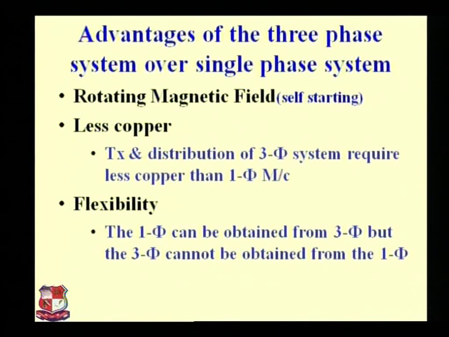Now, flexibility. Single phase can be obtained from three phase, but three phase cannot be obtained from single phase. In three phase we get R, Y and B. If I want to use only one phase, then I use VR with respect to neutral, and that is a single phase. But a three-phase system cannot be obtained from single phase. So it is called good flexibility. We can get both benefits, single phase and three phase. So three phase is very advantageous over single phase.